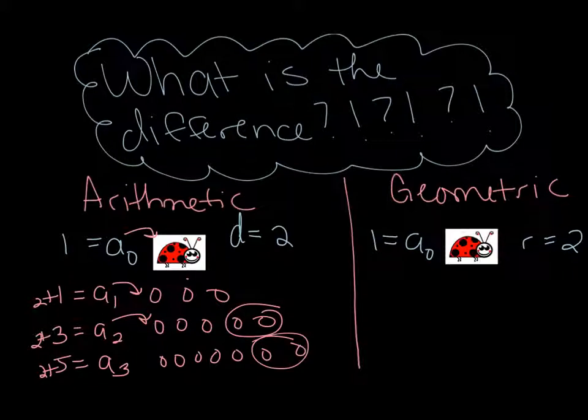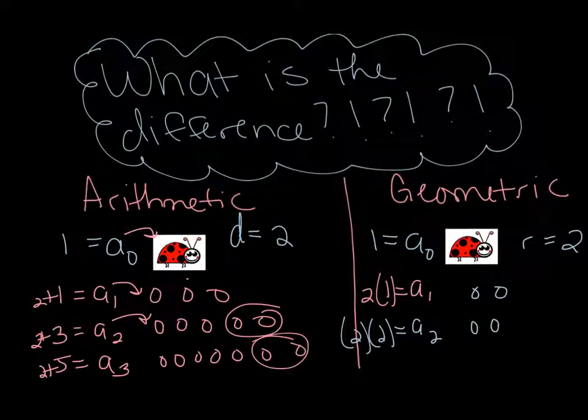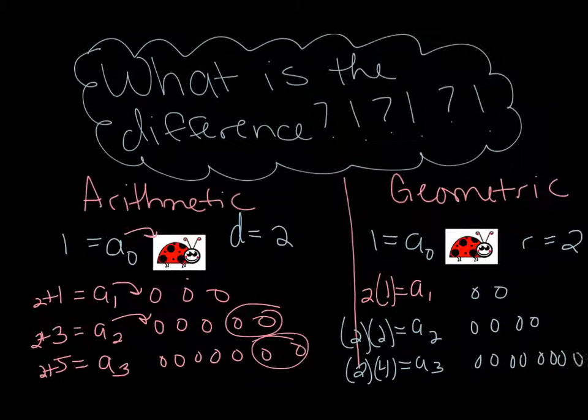Okay, for geometric, it acts like an exponential function. And in this case, because your ratio is 2, that means you're doubling everything. So for a sub 1, you're just going to do 1 times 2, because 1 is the previous thing, and that gets you 2 ladybugs. Okay, then for a sub 2, you need the 2 ladybugs that you had already times 2, and that means that you have 4 ladybugs. Then for a sub 3, those 4 ladybugs are going to get multiplied by the ratio again. That's going to be 1, 2, 3, 4, 5, 6, 7, 8 ladybugs.